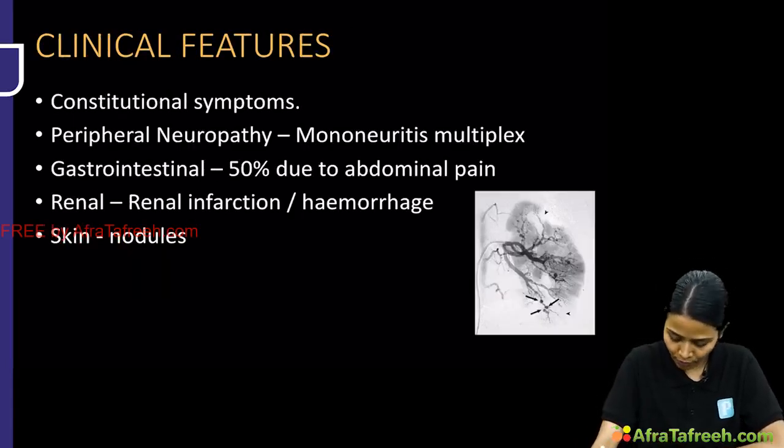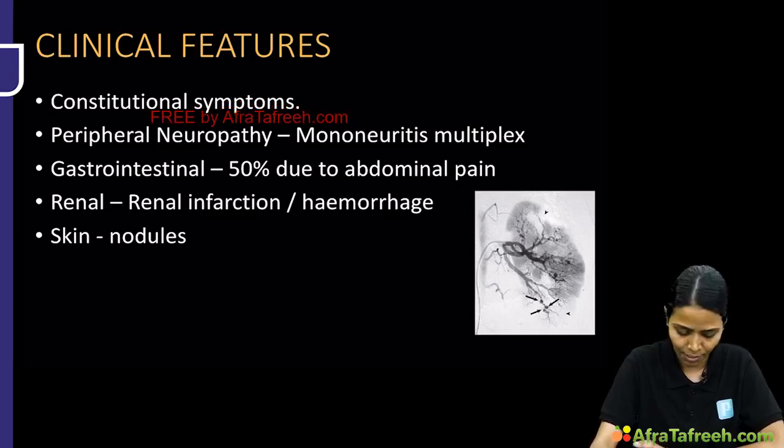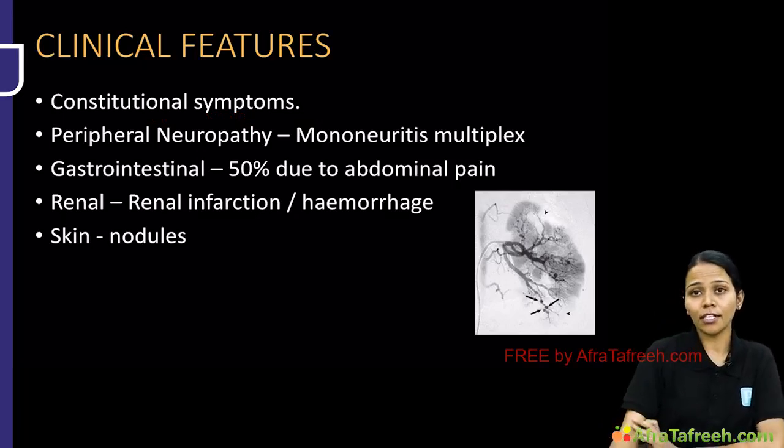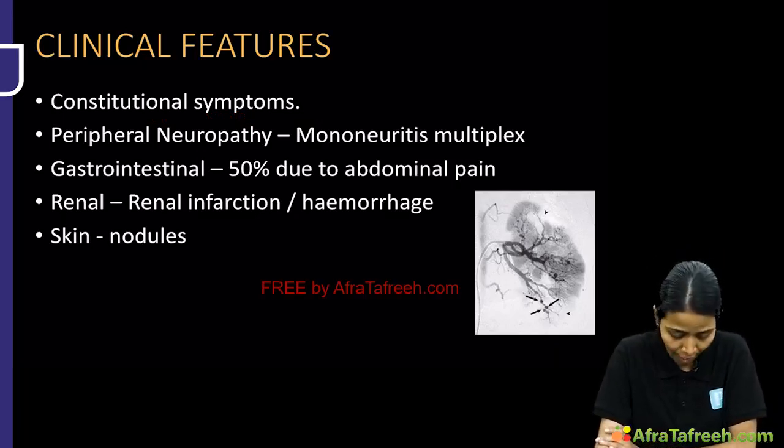Okay. Now, clinical features. This picture is adapted from Feehally. I'll tell you what I can see in this in a minute. They present mainly with constitutional symptoms like fever, arthralgia, something like a serum sickness-like syndrome. They can have peripheral neuropathy because the epineurial arteries can get involved, and it can cause mononeuritis multiplex. Gastrointestinal complaints: 50% of patients present with pain. And renal involvement: renal infarction and hemorrhage.